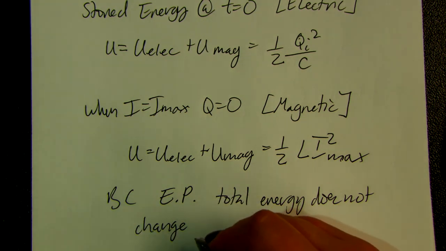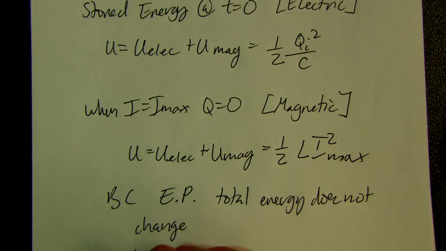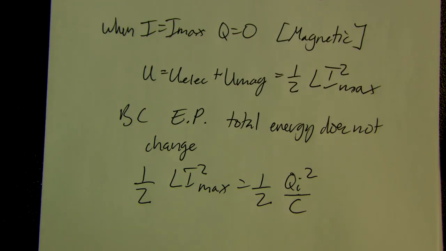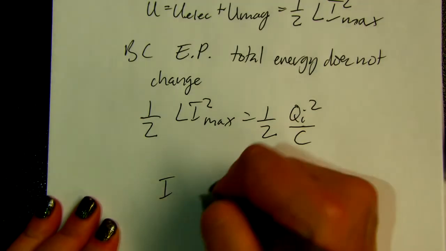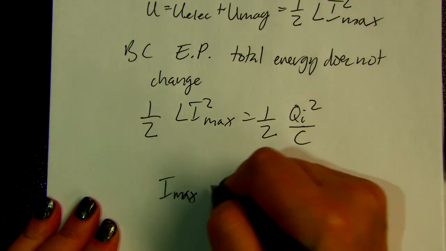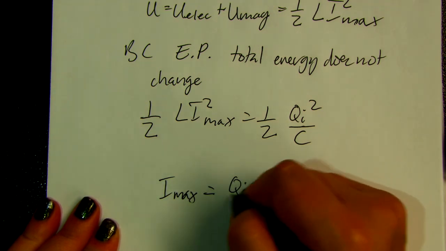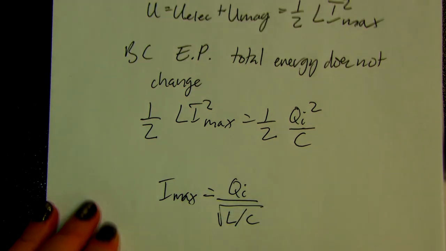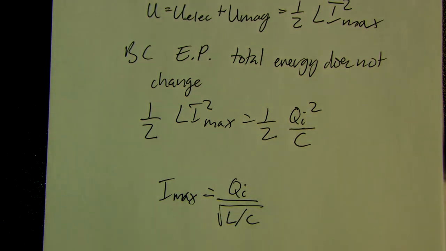Therefore, 1/2 L i squared max is equal to 1/2 Qi squared over C. So I max is equal to Qi over root LC. And there you go. Now you have a term for the maximum current in terms of the initial charge on the capacitor plate.